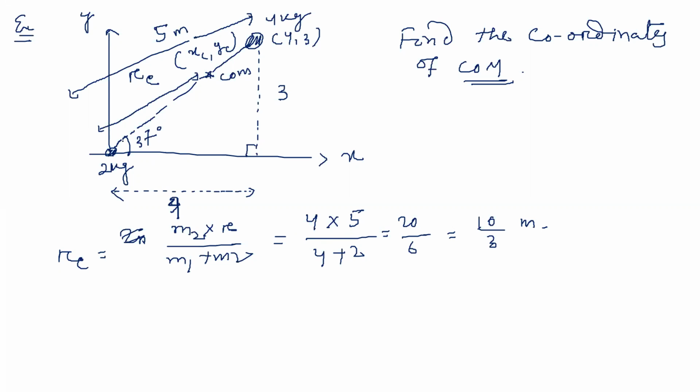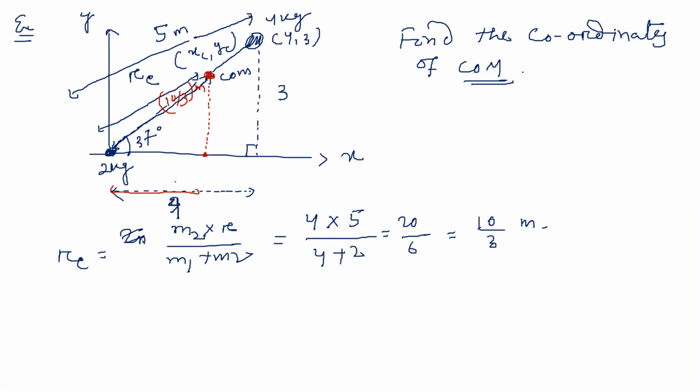10 by 3. That means from this 2 kg, this distance is going to be 10 by 3 meter. Correct? If this is 10 by 3 meter, then we have to find the coordinate of this point, and this is 37 degree. Then this distance is going to be how much?